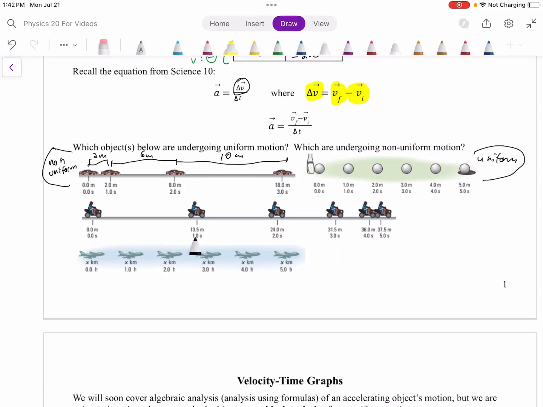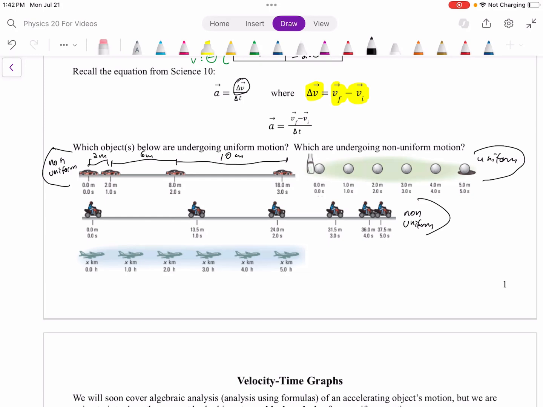How about this ATV? Uniform or non-uniform? Right, this would be non-uniform, right? Slowing down is an acceleration, right? It's a change in velocity. And so it covered 13.5 meters in the first second, and then a much shorter distance in the next second, shorter distance, shorter distance, shorter distance. This thing's velocity is definitely changing. This is non-uniform motion, okay?